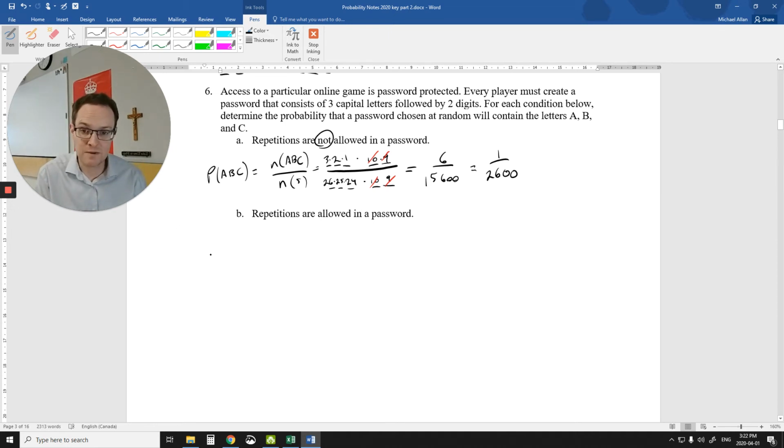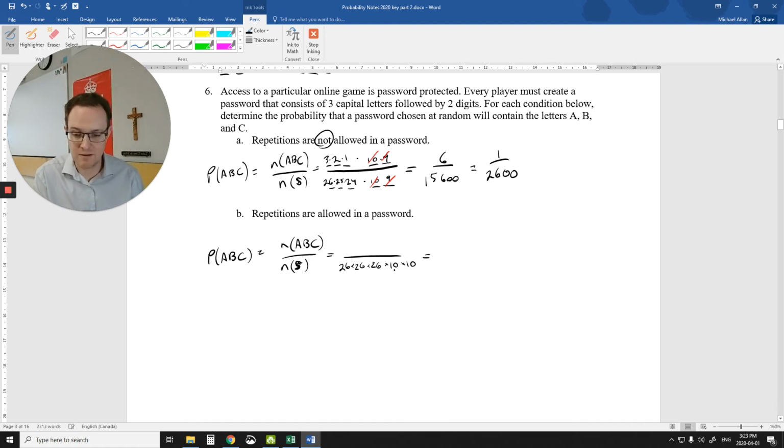Okay. What if repetition is allowed? Same setup. How many of those passwords have A, B, C's? How many passwords are there? This is an S, not a 5, sorry. Well, if repetition is allowed, that means I have 26 times 26 times 26 times 10 times 10. So that's all my passwords on the bottom. That's pretty big. It ends up being 1.7 million this time.